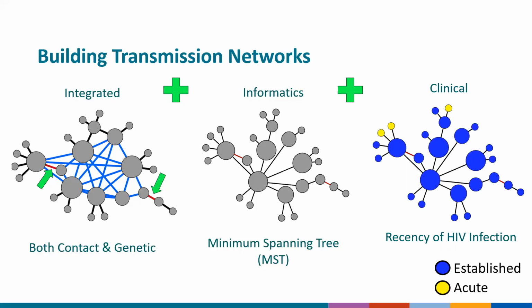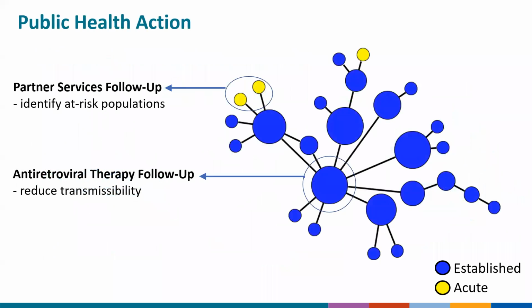How would we respond to this? For example, here we'll layer on the recency of HIV infection to get an idea of where that cluster is growing most rapidly. So for this network, often we face the question of, when I get a network, what do I do with it? How does it translate to public health action?